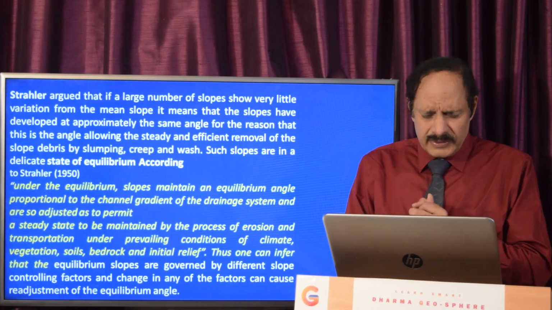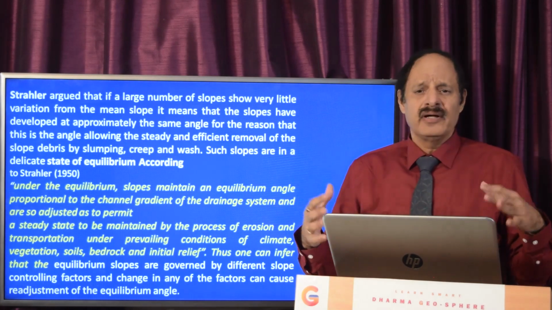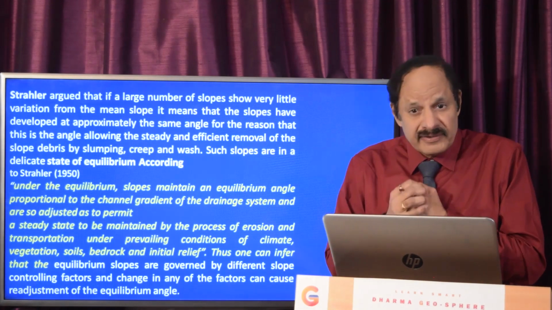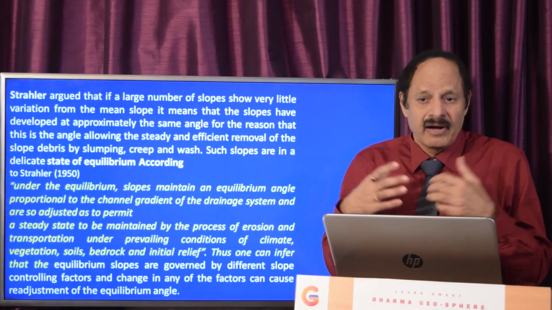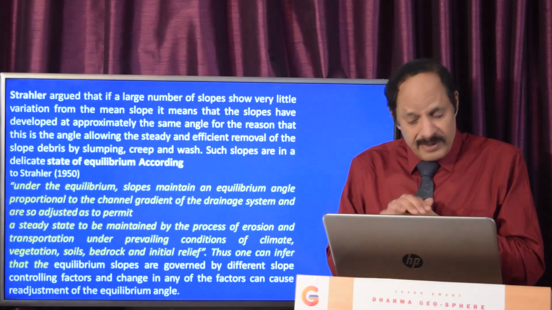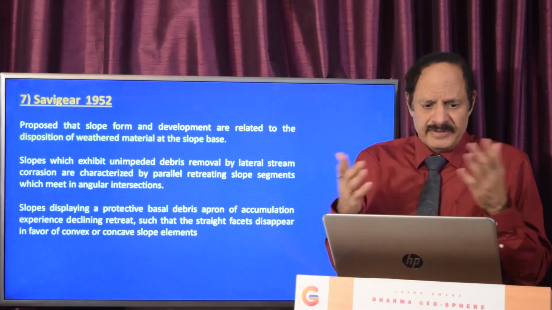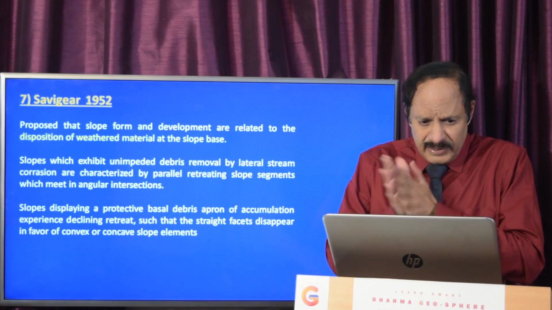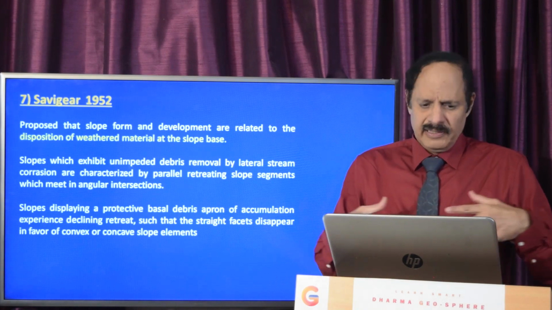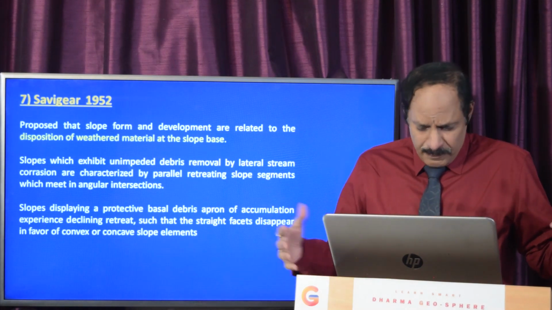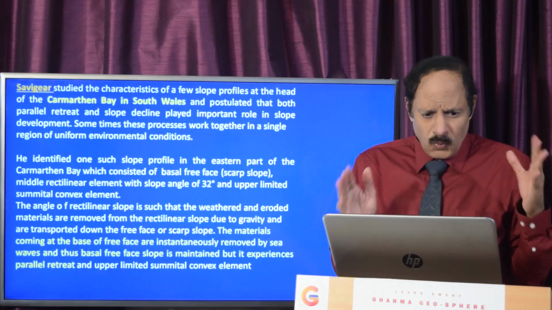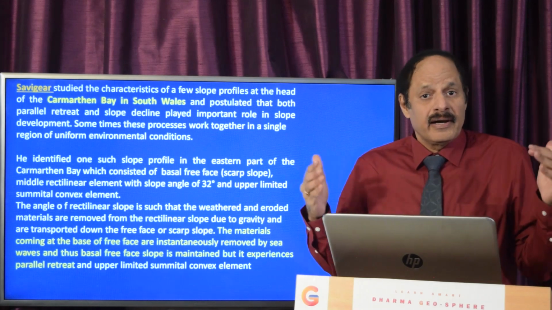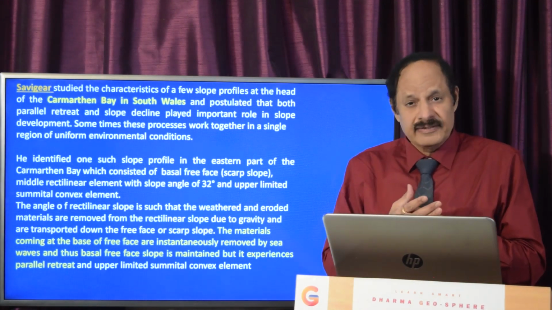Strahler also argued that there could be an equilibrium reached. This was again strengthened by the work of Hack and later on Young. Then Savigear said that the development related to the deposition of weathered material at the slope base. His basic argument came from a lot of work he did in Carmarthen Bay in South Wales.